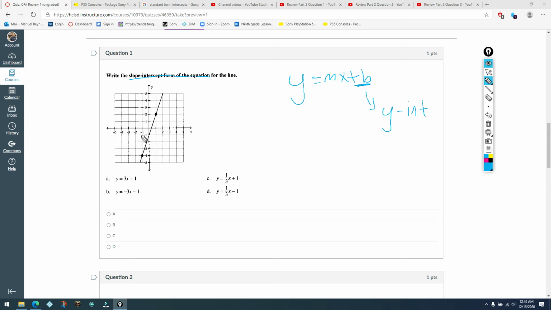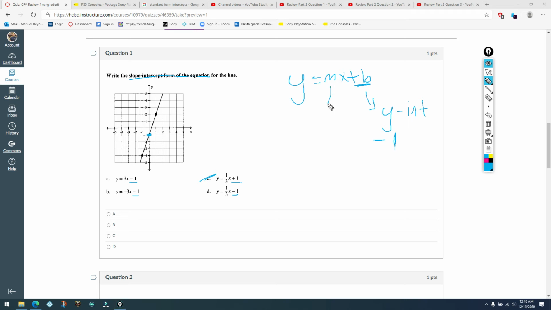So if I'm looking at this right here, my graph crosses the y-axis at -1. So what that tells me is that my b, or the guy at the very end, is -1, right? So if I look at my answer choices, -1, -1, +1, that guy's out, and -1. All right, so we can go ahead and move on from there.